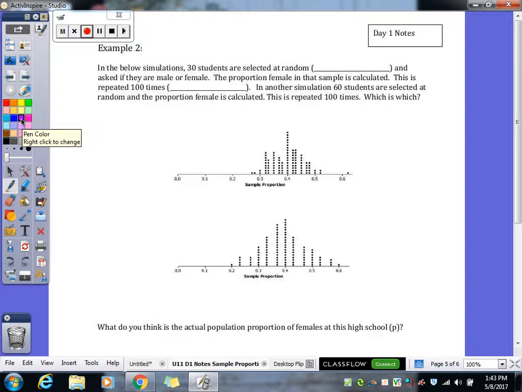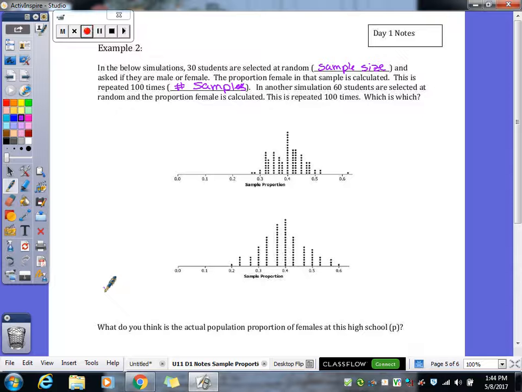So let's take a look at example number 2. We have here in the below simulations, 30 students are selected at random. So that's our sample size. And asked if they are male or female. The proportion female in that sample is calculated, and this is repeated 100 times. So that's our number of samples. So 100 times they went out and they collected 30 people and asked them this question. And then they let them go. And then they collected 30 more people, asked them a question, let them go, picked up 30 more people. They did that 100 times.